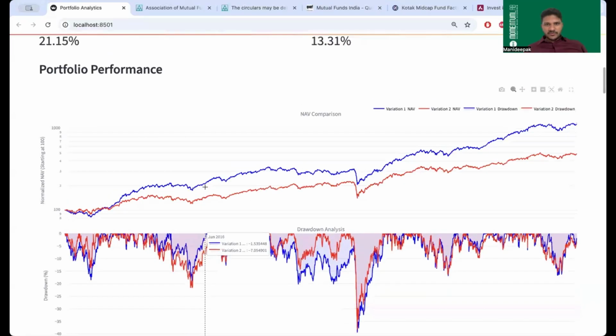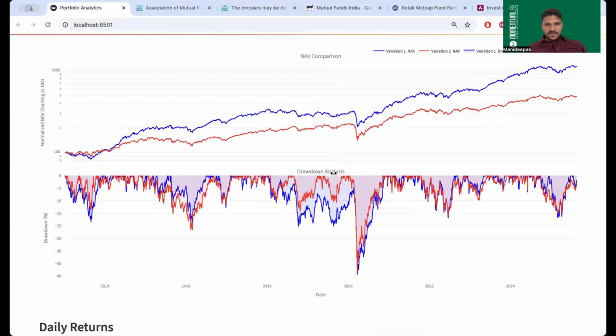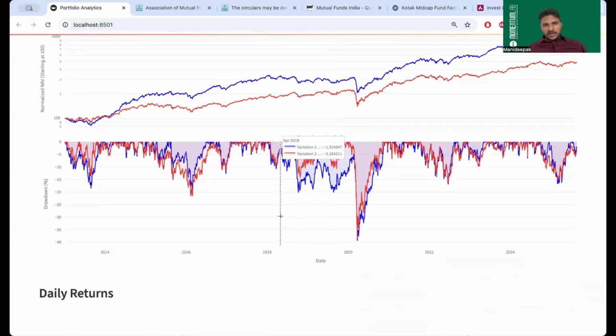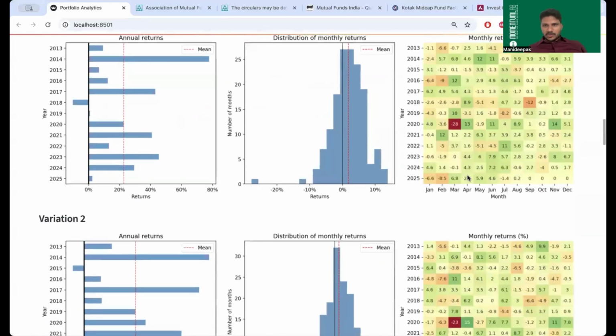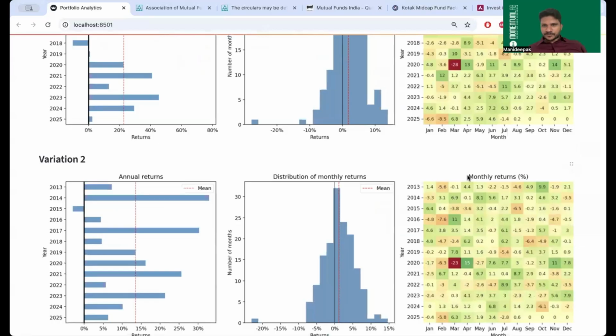So HDFC Midcap Fund is still doing better than the benchmark. Probably not from the drawdown standpoint. As you can see, the blue line is under the red line, which is the benchmark. And thereafter, I think they are very close to each other. I'll just quickly look at the monthly returns.